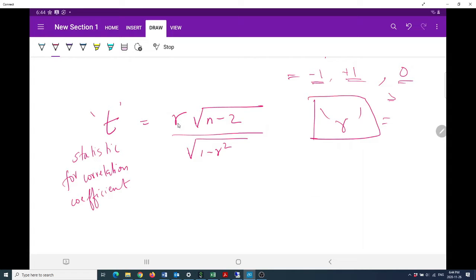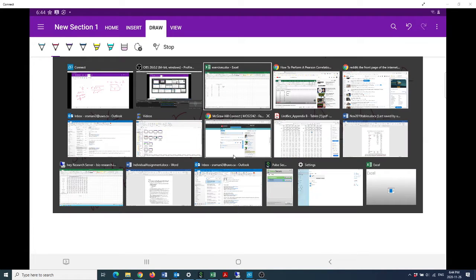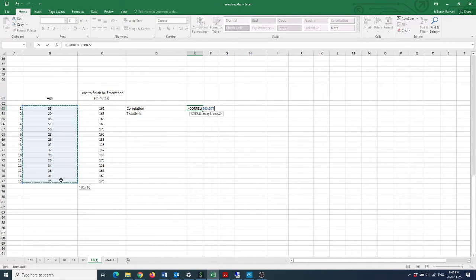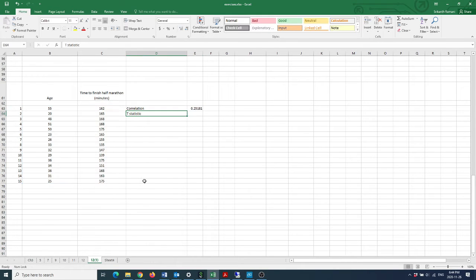Okay, so let's try and actually do an example. Here we're looking at the age of an individual and the time to finish a half marathon in minutes. We want to compute the correlation statistic. We could use the Excel formula CORREL, select the first array and the second array, and that would give you the correlation. This correlation is 0.25, which is not very high.